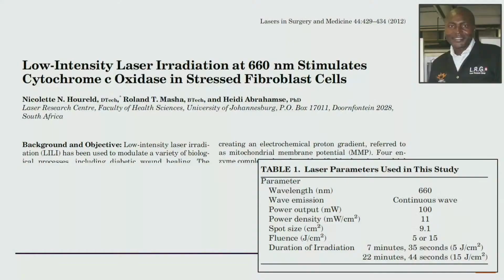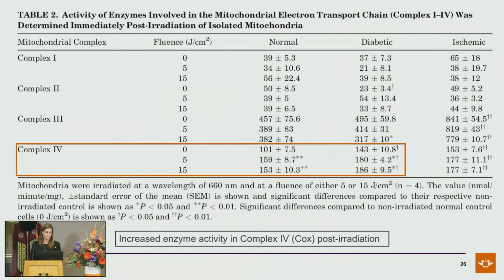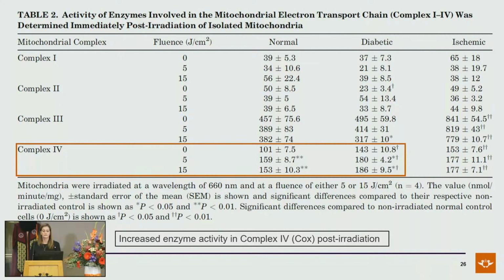When we looked at the effect of 660 nanometers on enzymes involved in the electron transport chain, here we isolated mitochondria, so we didn't irradiate whole cells. These isolated mitochondria were irradiated, and then we looked at the enzyme kinetics, or the activity of the enzymes. Here we looked at enzymes complex 1 to 4. The results showed a significant increase in enzyme activity in complex 4, which is our cytochrome C oxidase, or COX.